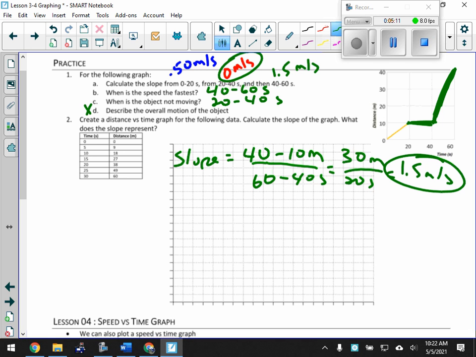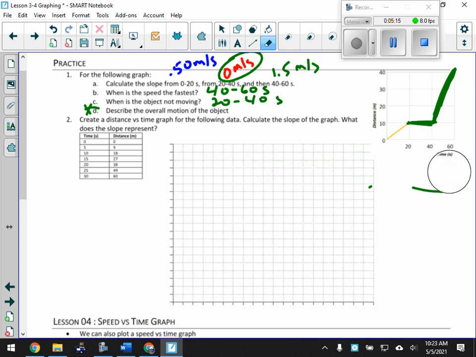Describe the overall motion of the object, okay? This question here is going to be kind of a common theme as we go through these different types of graphs, and we're going to look at another one here today. They want to know what's happening, or give me a scenario that would fit this data. Well, from 0 to 20, you could say that the object is traveling at 0.50 meters per second. So that's the first part I would talk about.